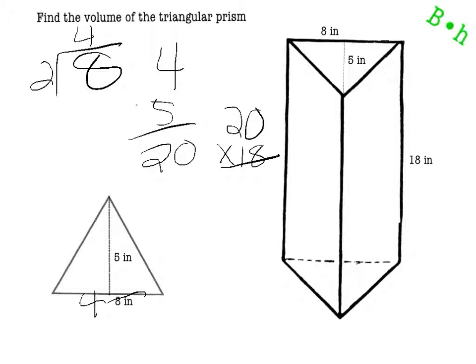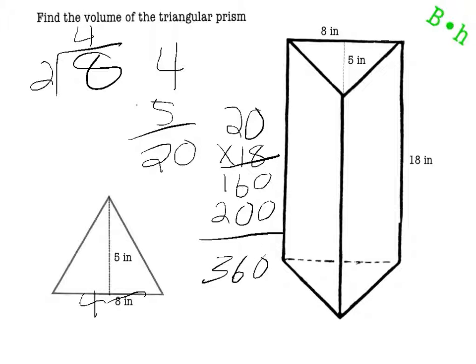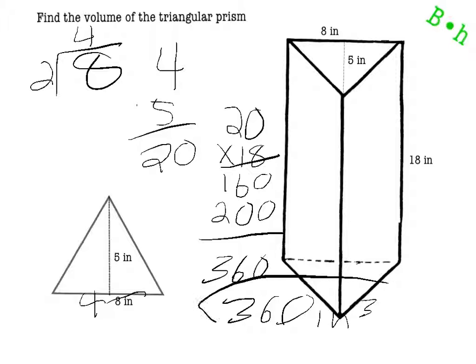10 times 0 is 0. 8 times 2 is 16. 1 times 0 is 0. 1 times 2 is 2. We end up with 360 as our final answer. 360 inches cubed.